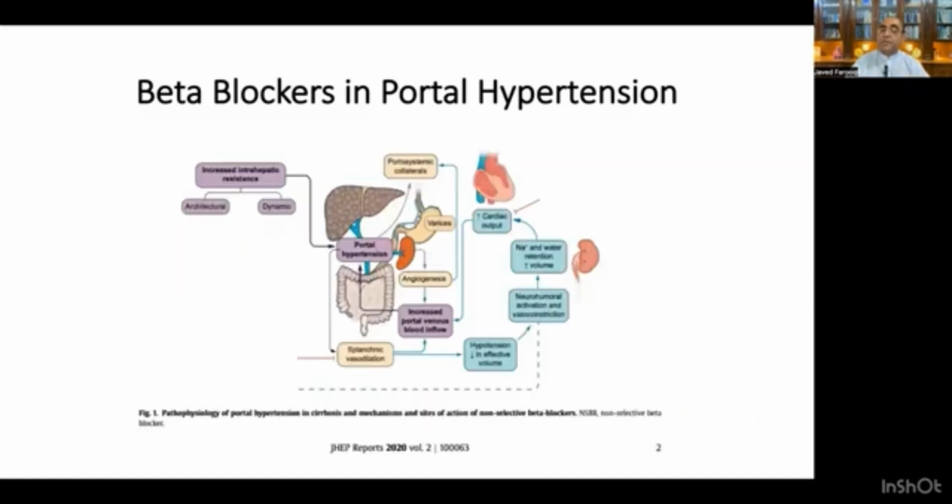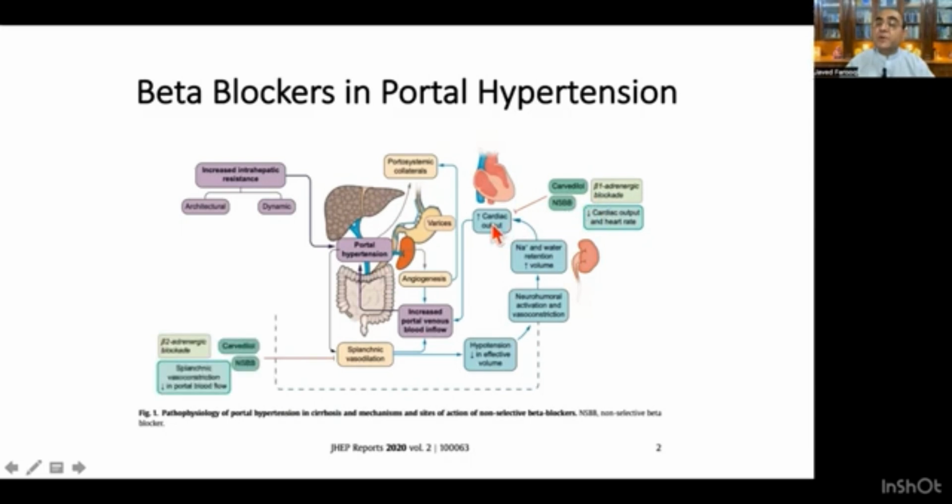So this is just to explain what I told you, that there is increased intrahepatic resistance and increased portal venous flow. So with carvedilol as well as the non-selective beta blocker propranolol, by decreasing the beta-1 adrenergic activity, the cardiac output will be low, and through beta-2 receptor blockade, again the blood flow in the portal vein will be low. So this is where carvedilol and propranolol have the same effects.